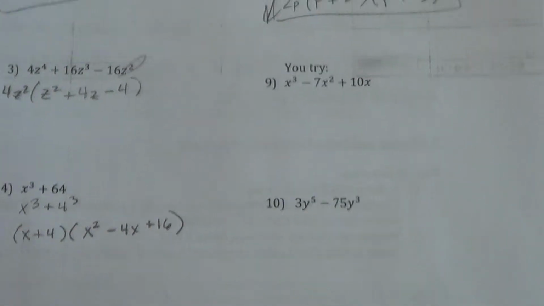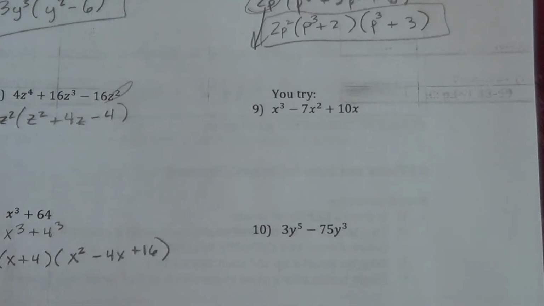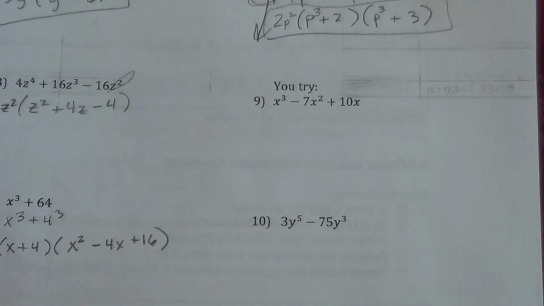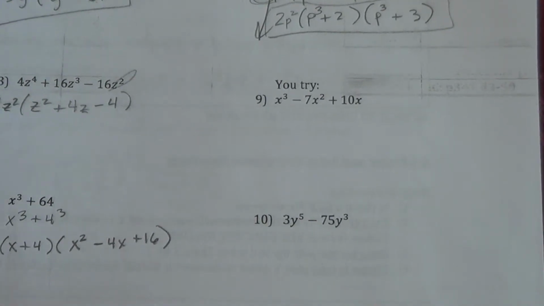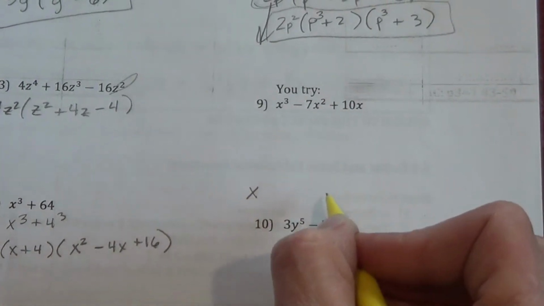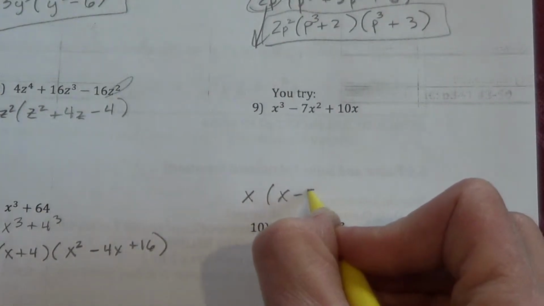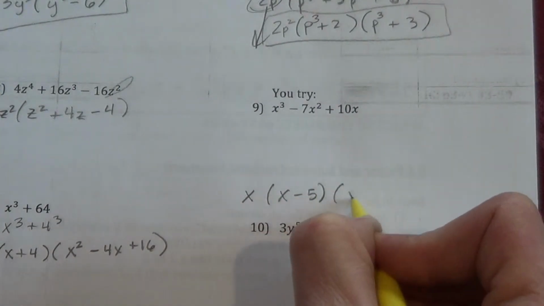On these next 4, I ask you to try. I am simply going to write the answer. I want you to pause the video and see if you can figure out how to get it. If not, please ask questions in class, ask questions of each other. See if you guys can figure it out. If you can't, then see me and I'll explain it. The answer for this one should be x, this is number 9, x times x minus 5 times x minus 2.